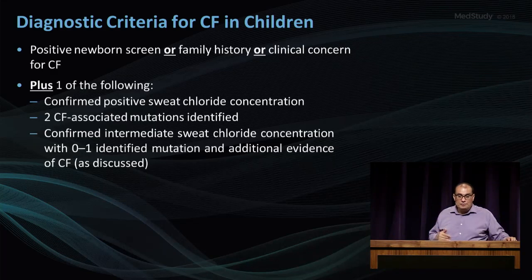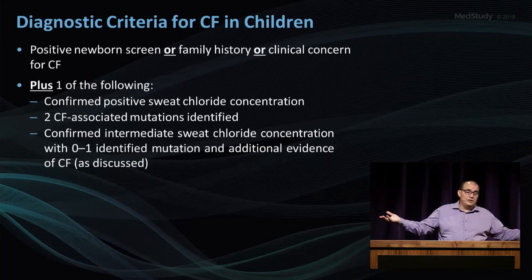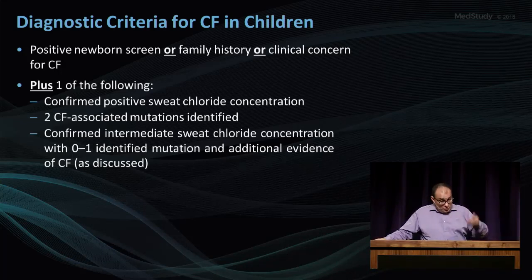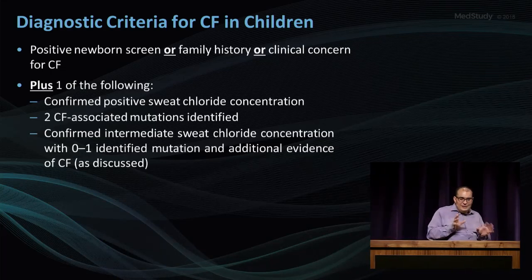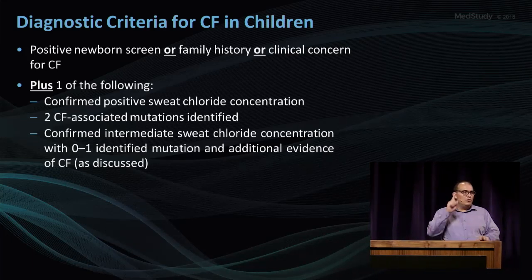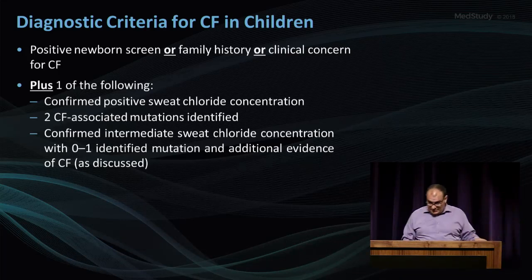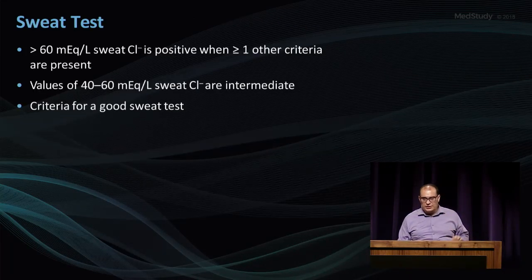But if you have them, plus one of the following: confirmed positive sweat chloride test. You did it, more than 60, you're done. Or 2 CF, you have 2 identified mutations, or, which is rare, you have intermediate between 40 and 60, which is intermediate sweat chloride, but you have 1 gene or 0 genes, but the kid has a lot of symptoms of cystic fibrosis. There are now more names. I'm not going to confuse it with CF-related metabolic syndrome, as we call it, but that's something also with the diagnosis. But remember, the gold standard is the sweat test, not the genetics.